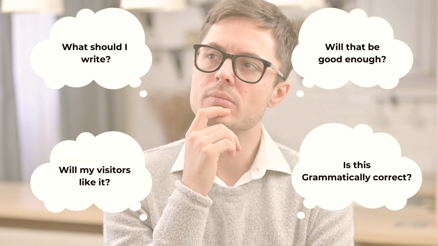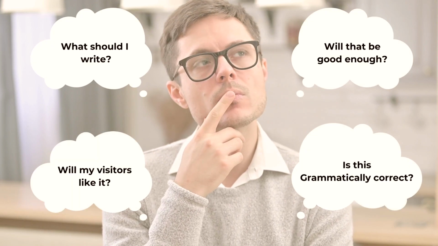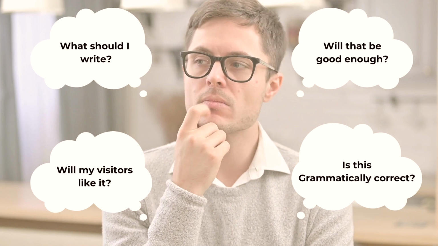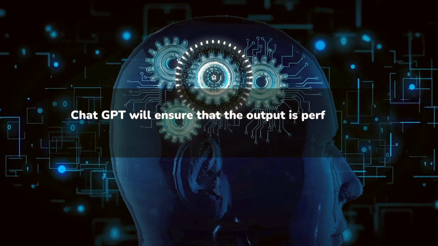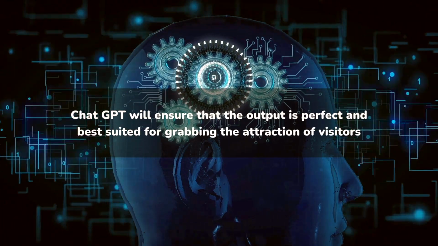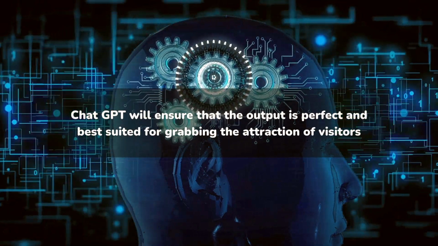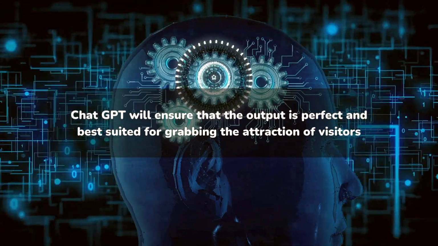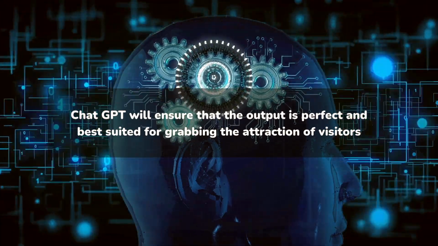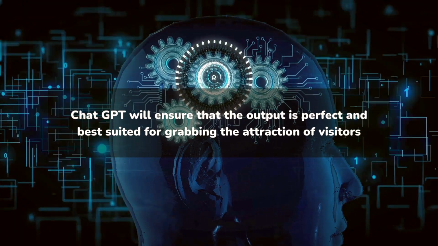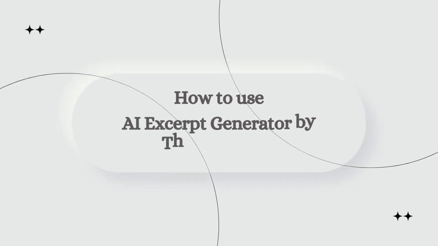Now, why should we use the AI Excerpt Generator? You can think that I can write the excerpt by myself, but there are lots of questions. So, to ease that process, ThemeNcode is using ChatGPT to create that excerpt for you. The process is very simple. You just need to click a button and ChatGPT will create the excerpt for you.